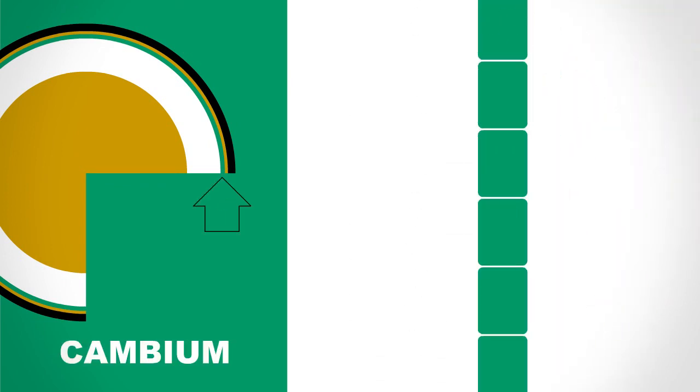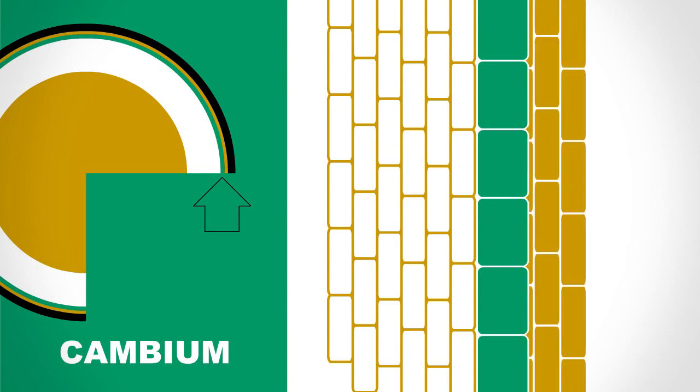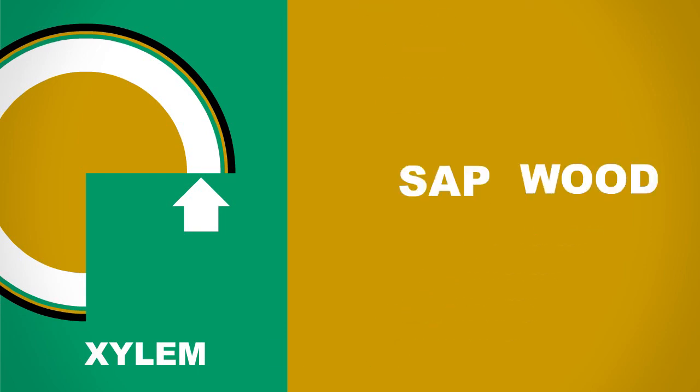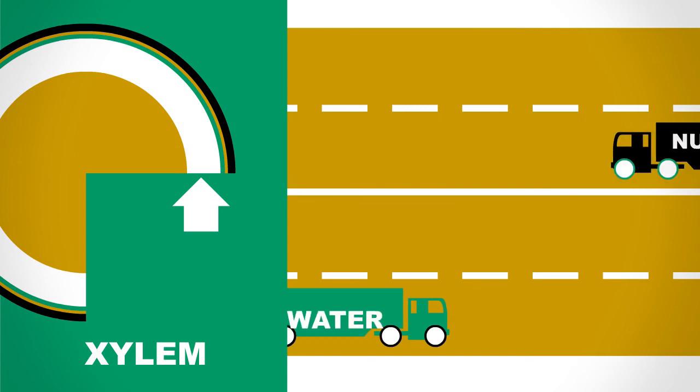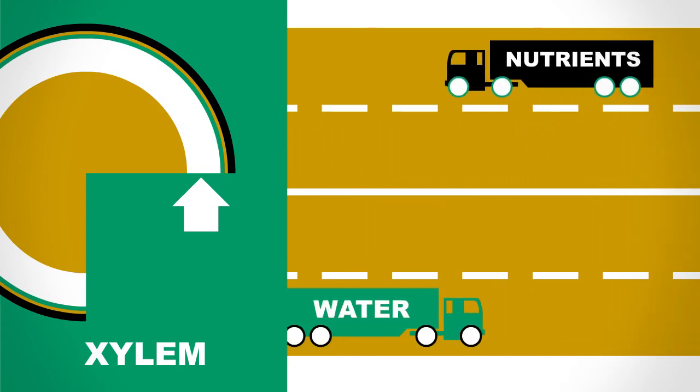Next comes the cambium. This is the growing part of the trunk. On one side, it creates new wood cells, and on the other, it creates new bark. Under the cambium is the xylem. Xylem is another name for wood. The outer layer of wood is called sapwood. Sapwood is like the superhighway of water and nutrients from the roots to the rest of the tree.